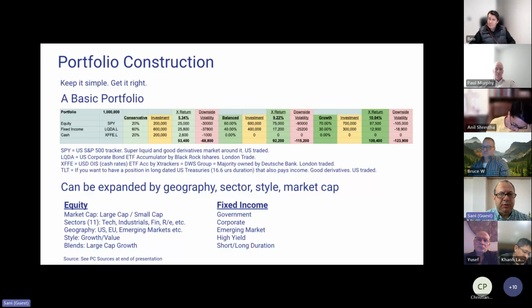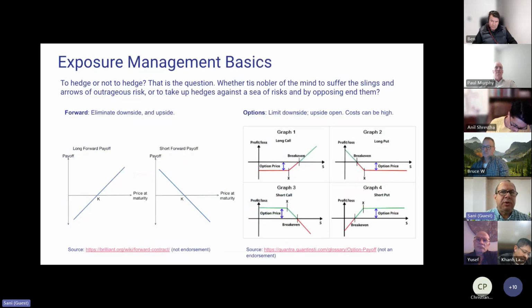And then just moving on to the last slide, exposure management. Basically, what I mean here is whether you hedge or whether you don't hedge, whether you protect yourself or whether you don't protect yourself. And there, I would simply say, sometimes it makes sense, and that's when you do it, but you shouldn't feel you have to do it all the time. It's not something that makes sense all the time, and it's costly.